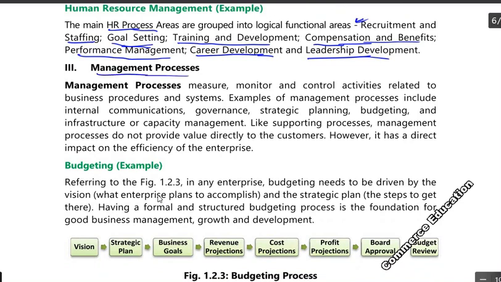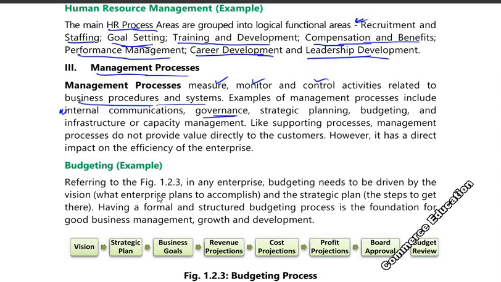The management process measures, monitors and controls activities related to business procedure and system. For example, internal communication is very important for the business. Its effectiveness leads to the success of the organization. So effective communication is required very much.